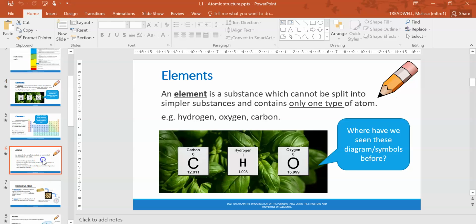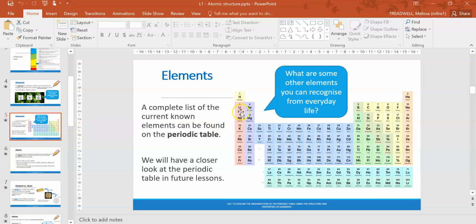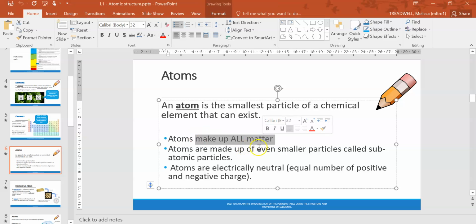So then we decided to say, well, what actually is an atom? And it's the smallest particle of a chemical element. So the smallest part of lithium, sodium, any of these is an atom. It's the smallest particle that can exist. Atoms make up all matter, and we know that they're made of smaller subatomic particles. Okay, so if I put the video on, you might want to create some summary notes yourself.